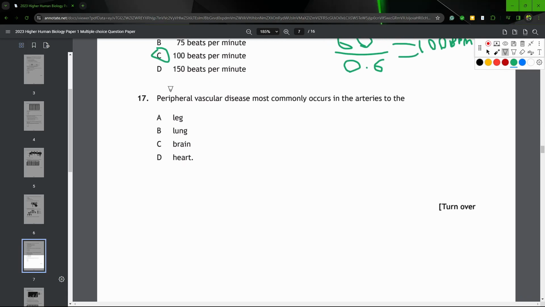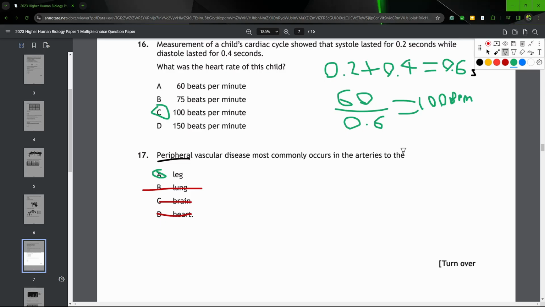Moving on to 17. Peripheral vascular disease most commonly occurs in the arteries to the, well, it's peripheral, right? So no way is it going to be anything centralized. So we can get rid already of heart, brain, and heck, lungs is pretty centralized as well. It's probably going to be leg. Yeah, so peripheral vascular disease is disease that affects arteries outside of the ones with lung and heart. You know, one of the things you just gotta remember, I'm afraid.